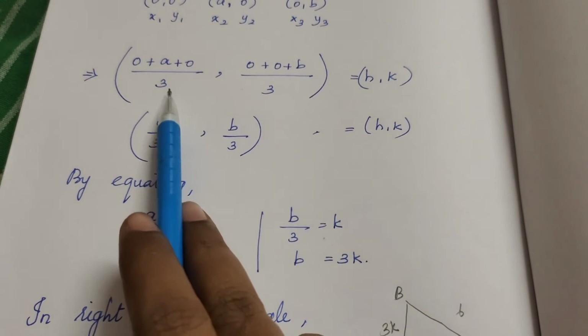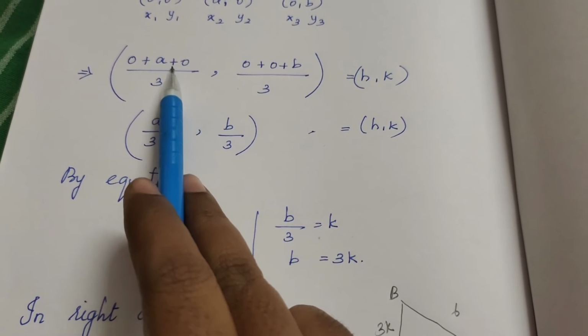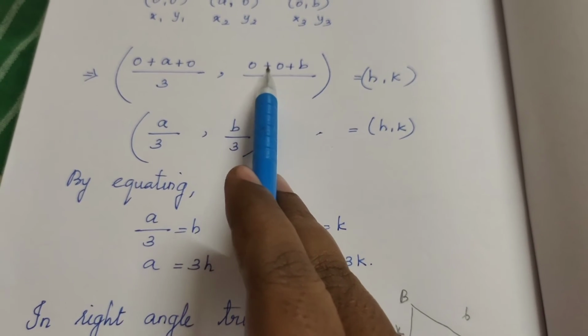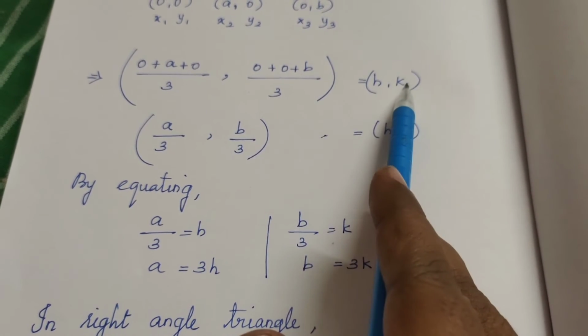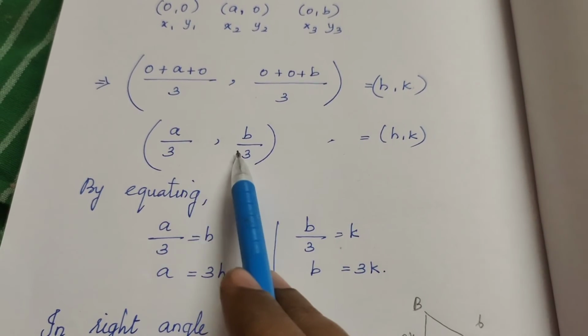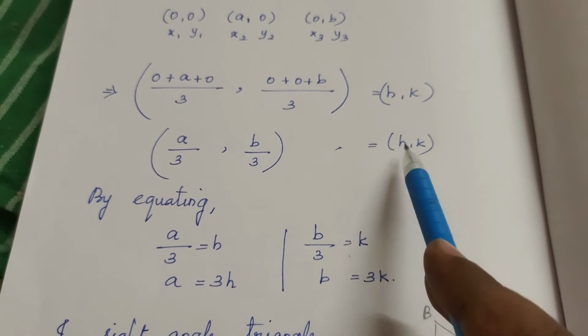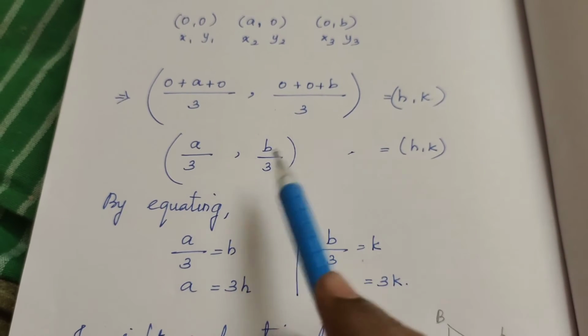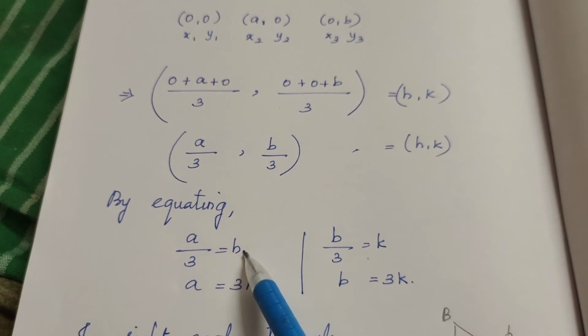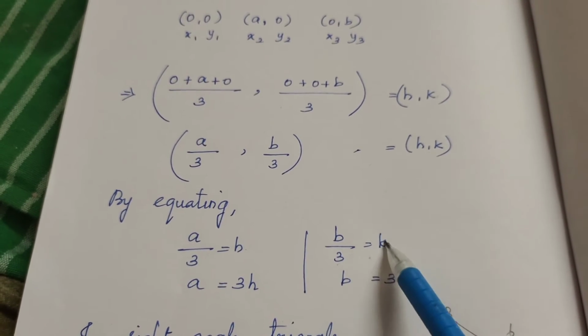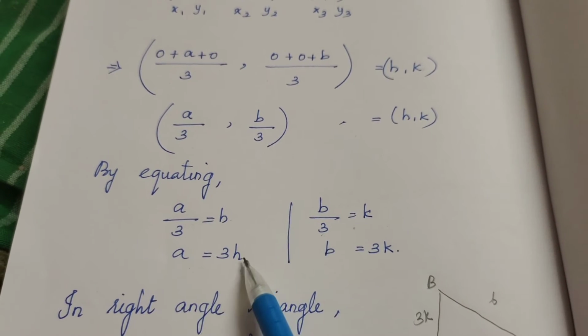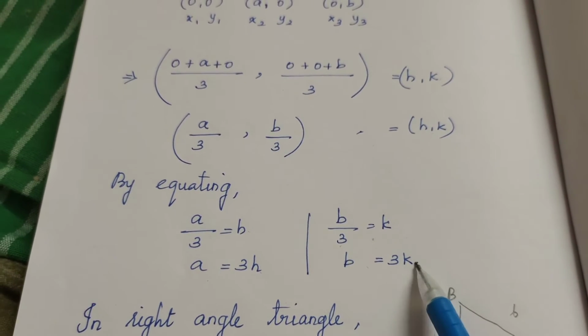See, by adding this, we are getting 0 plus A plus 0 by 3, 0 plus 0 plus B by 3 equal to h, k. We are getting A by 3, B by 3 equal to h, k. Equating both sides, we are getting A by 3 equal to h and B by 3 equal to k. That's why the values of A equal to 3h and B equal to 3k.